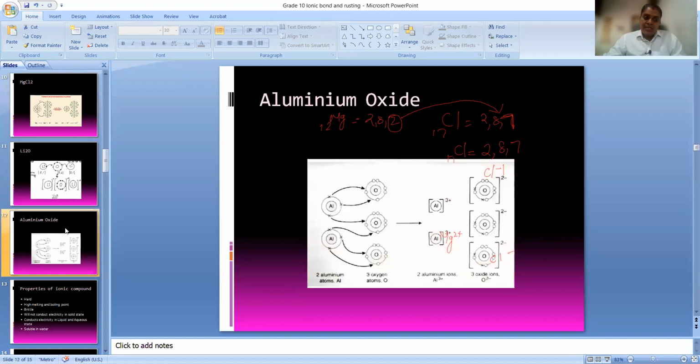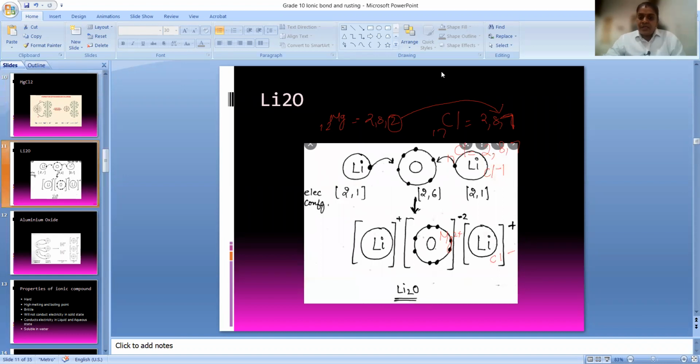Now, another is lithium oxide. Okay, in lithium oxide, how will the reaction take place? Look at lithium. Lithium is 2-1 electronic configuration and oxygen 2-6 and again lithium 2-1. So each lithium has 1 extra electron. Each lithium will give an electron to oxygen so that it will get 8 electrons in the outer shell. And each lithium, since it is giving only 1 electron, is plus 1, plus 1. Don't add and write plus 2. That is wrong. So lithium plus 1 and another lithium plus 1. And since the oxygen atom is getting 2 electrons, it becomes minus 2. Okay, so this is the formula.